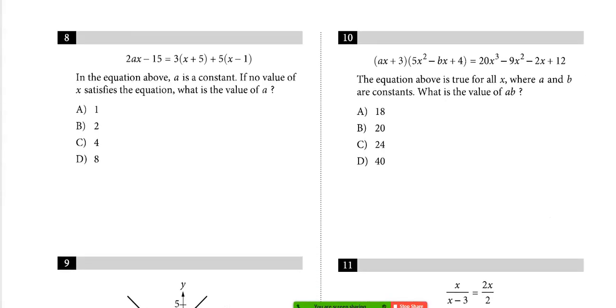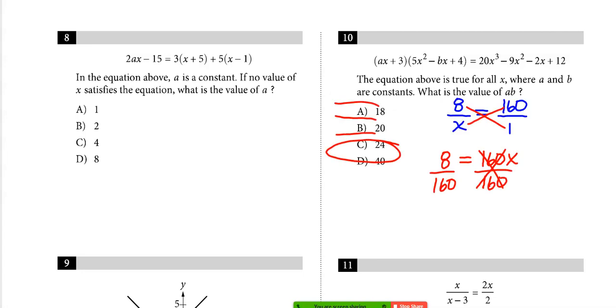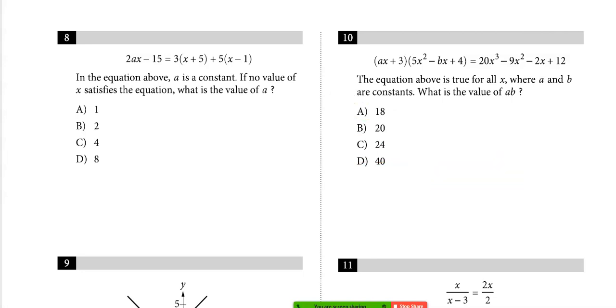The equation above, a is a number, a constant. If no value satisfies the equation, what is the value of a? Well, that's an important clue, because if no value satisfies it, it means there's no solution. Like if you get x's on both sides and then you get some number, like let's say 1, that's impossible to solve because one side will always be bigger than the other. So whenever you want to have no solution, you want the exact same amount of x's, but different constants.